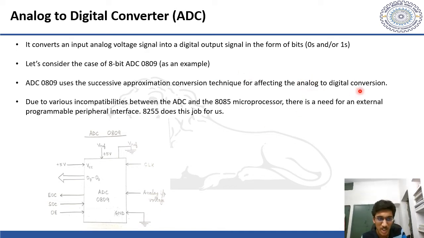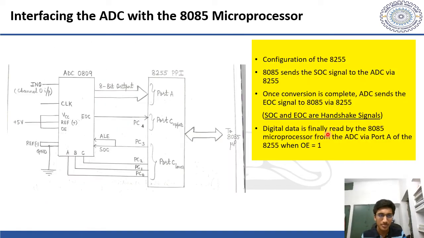and thus it affects the analog to digital conversion. Due to various incompatibilities, however, between the ADC and the 8085 microprocessor, which would be the speed incompatibilities, because the ADC is quite slow as compared to the microprocessor, and electrical or bus incompatibilities, there is definitely a need for an external programmable peripheral interface, and the 8255 does this job for us.